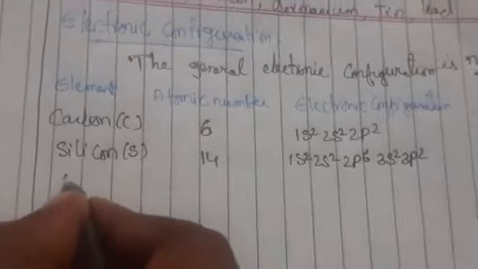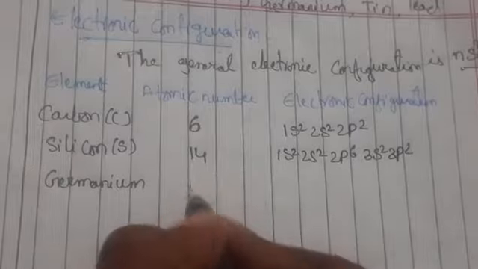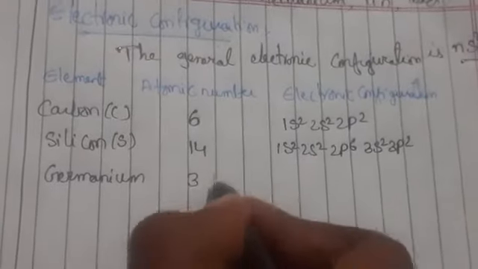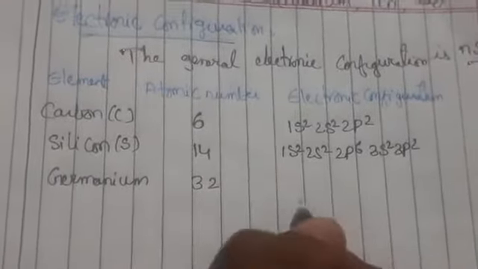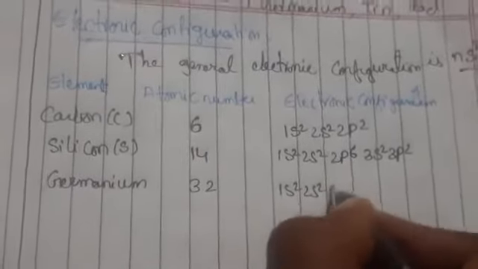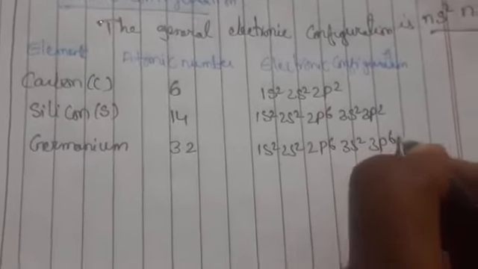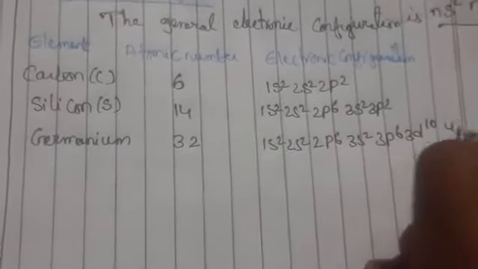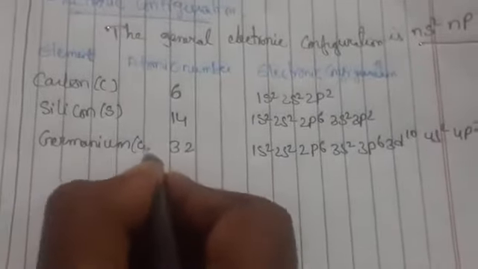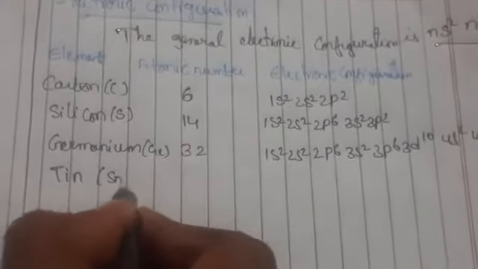Next one we have is germanium. 14 plus 18, how much? 32 we are having. Then the configuration will be 1s2, 2s2, 2p6, 3s2, 3p6, 3d10, 4s2, 4p2. Okay, its symbol is Ge. Next is tin, which has symbol Sn.